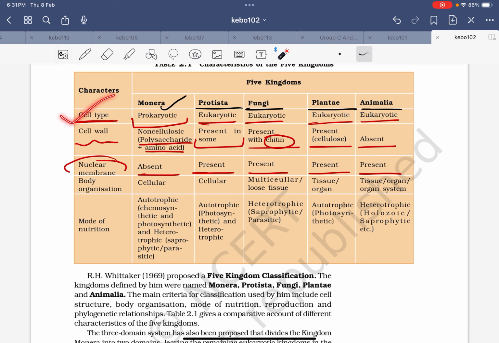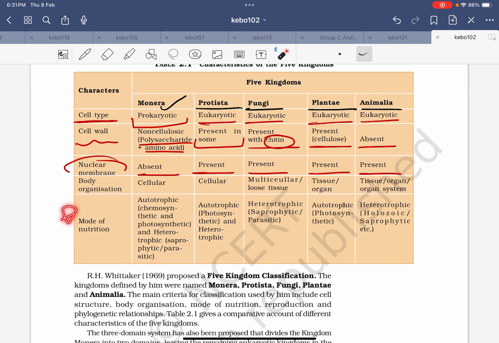They are never going to ask about the cell type, you don't need to remember this. But in the second line, the cell wall, the difference is created here: in the fungi cell wall, chitin is present, an important feature that may be an MCQ. The nuclear membrane is not going to be asked in an exam. Body organization they may ask, especially which is cellular, which is tissue type, and which is organ system organization. When you see organ system, then you definitely go for the animalia.